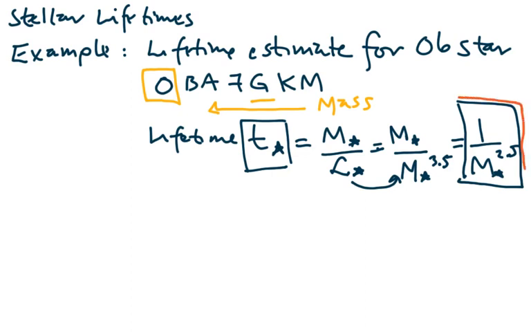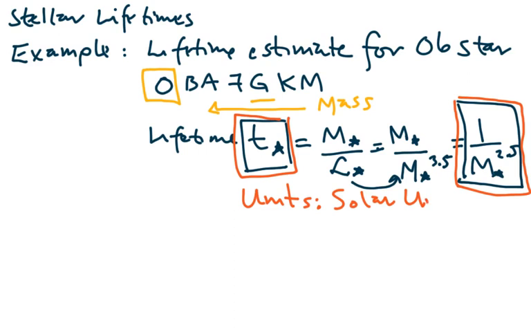And it's important to keep in mind the units of these values. And so all of these units are in solar units. So everything is compared to our own Sun. So for an O6 star, the mass is approximately 40 times the mass of the Sun.